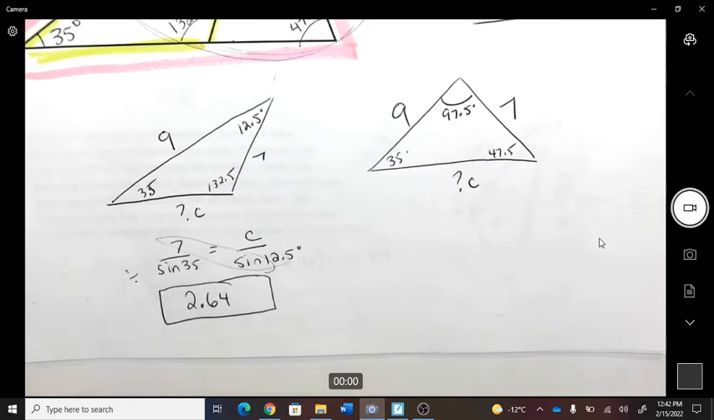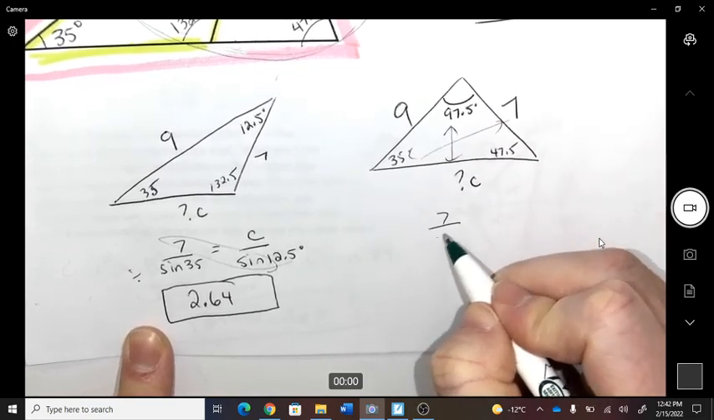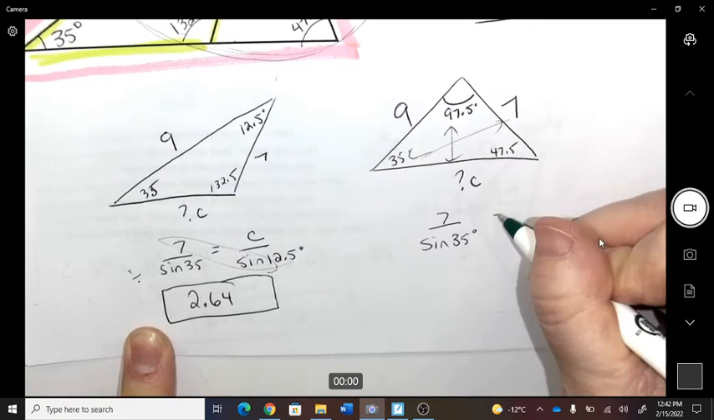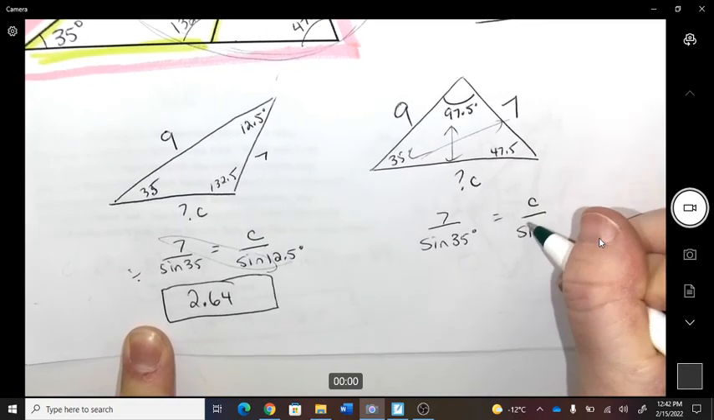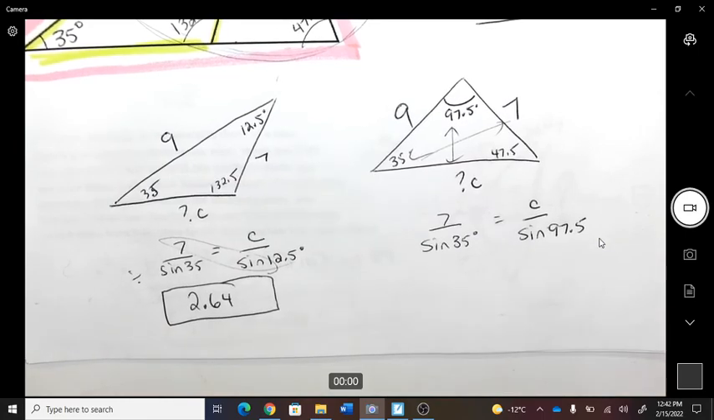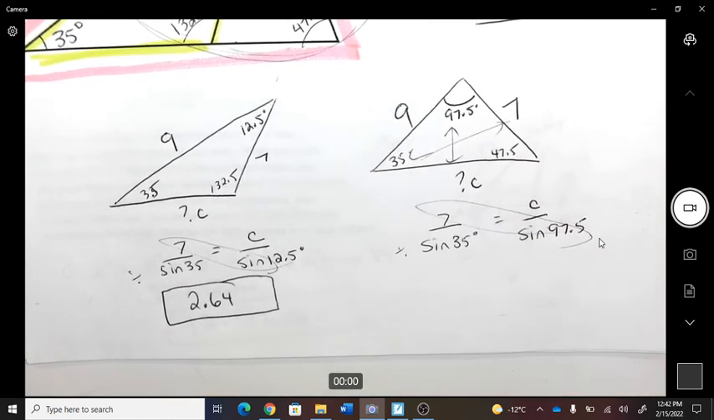Okay, so 97.5 degrees. So sine law, I'm going to go 7 with the 35 angle. And this time I'm going to put the unknown across 97.5. Okay, same idea, times divide.